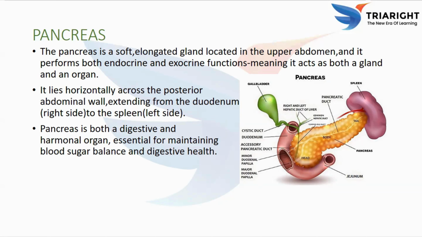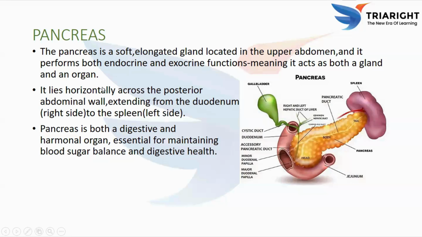Coming to the nerve supply. So parasympathetic fibers and sympathetic fibers help in the supply of nerves. Parasympathetic fibers from the vagus nerve stimulate the secretion, whereas sympathetic fibers from the splanchnic nerve inhibit secretion and constrict the blood vessels.